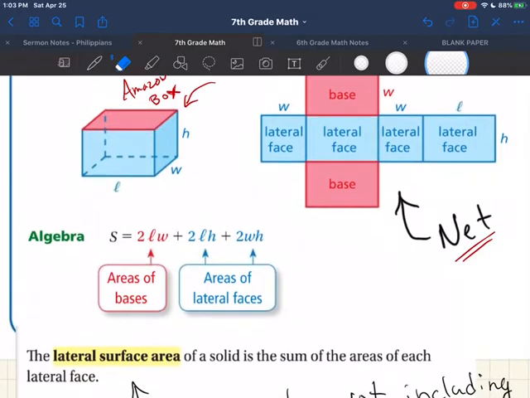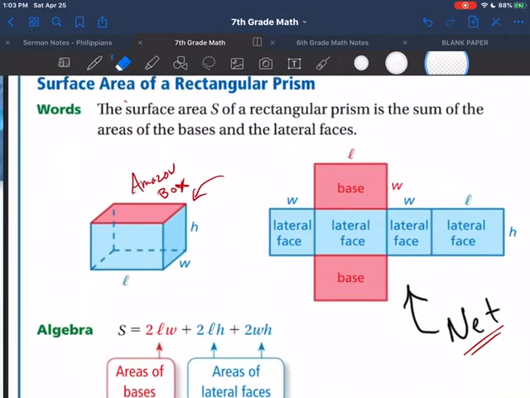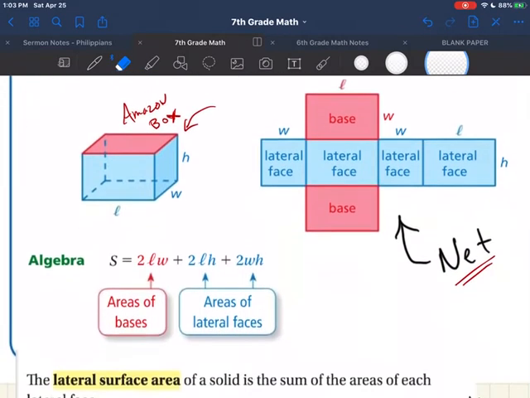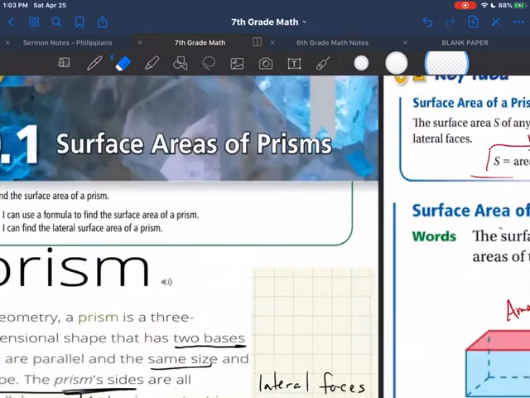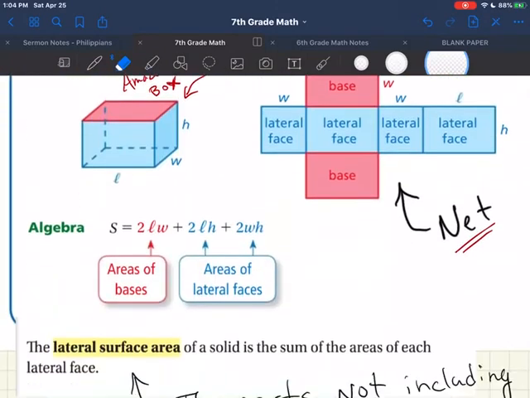All right. This right here is kind of what I was talking about. I don't want us to dwell on this. I want us to just remember that it's the area of the bases plus the faces, because that's the more important part. If you note on our success criteria, we need to know surface area and we need to know lateral surface area. So what is lateral surface area?